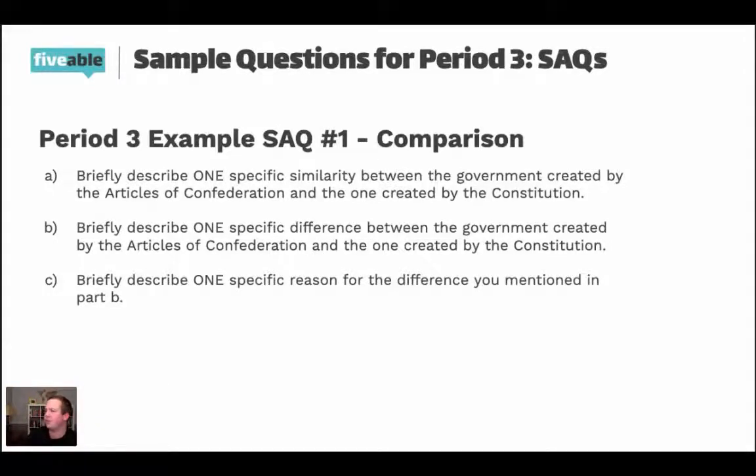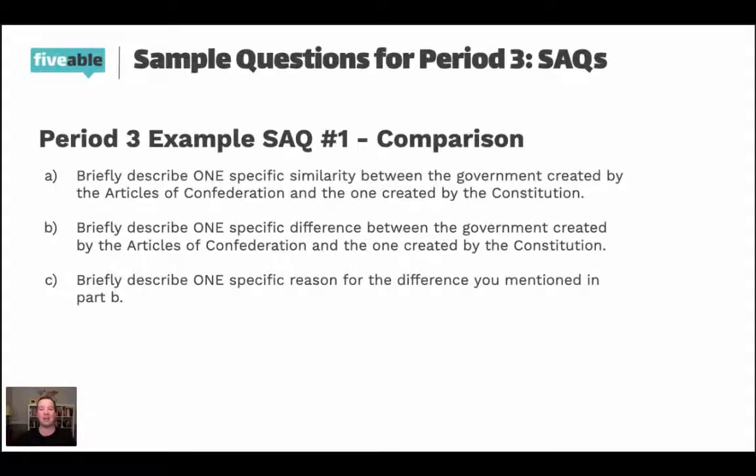A similarity between the government created by the Articles of Confederation, the one that gets us through the war, and the one created by the Constitution. When you think of a similarity, it might be nice to start really broad. Very broadly, we have Enlightenment values, right? Ideas that people should be able to determine who their representatives are, that there's a social contract. So you could talk about how neither of these has a monarch. Neither has a king, right?